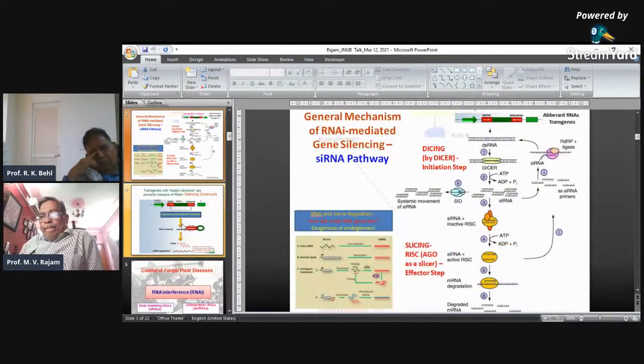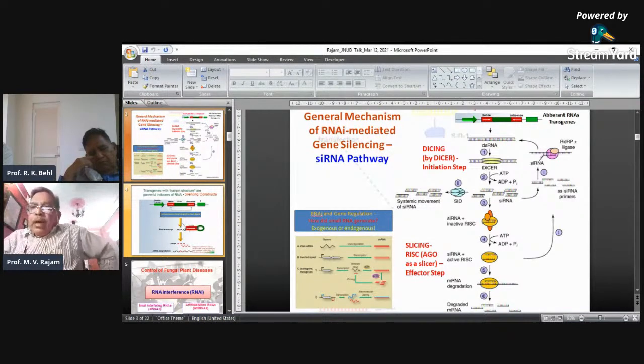Next slide. So let me take a minute to explain the general mechanism of RNAi-mediated gene silencing. So this pathway has basically two steps, dicing and slicing. The triggering mechanism for RNAi is double-strand RNA. And double-strand RNA can be formed in the cell by a variety of ways, like viral infections, the introduced foreign genes or transgenes, or read-through transcription of multiple genes, or presence of aberrant messenger RNAs having secondary structures that can also lead to double-strand RNA in the presence of RNA-dependent RNA polymerase.